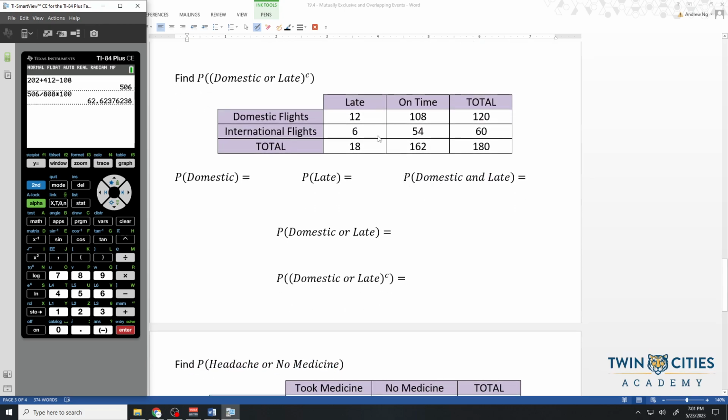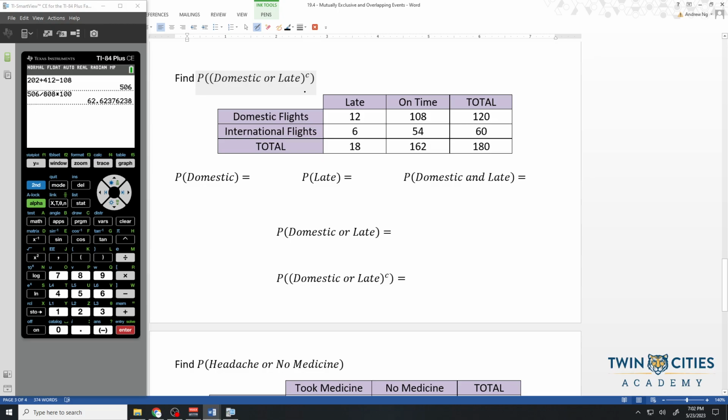Okay, this next one, I've got a table of flights. So this is going out of some airline. There are domestic flights, so ones that stay within the country, and there are international flights, ones that leave the country and land in another country. There are some that are going to be late, and there are some that are going to be on time. I want to know, what is the probability of domestic or late complement? What does that mean? Complement, if you recall, is what is not that. Okay, what is not domestic or late?